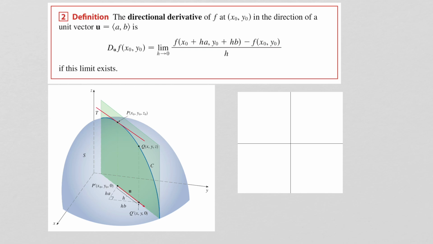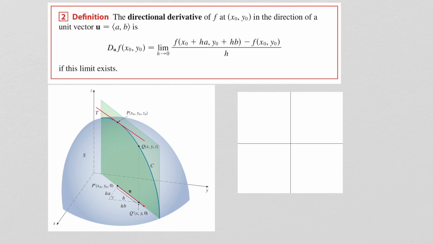So what we're doing is we're taking the tangent line that points in the same direction as some given vector u, which is down here in the xy plane. Now for simplicity, we will define this vector u to be some unit vector, so it has to have a length equal to 1. And we're looking at the slope of this tangent line, which points in the same direction as u. Now this slope is what we call the directional derivative of the function f at the point x0, y0 in the direction of the vector u. And it has the following definition.